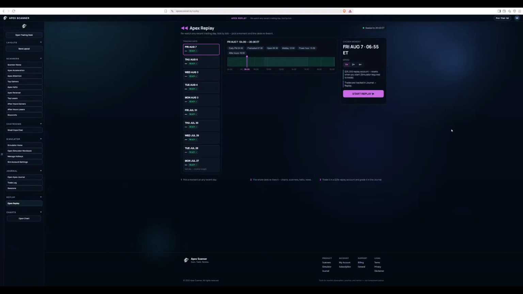Let's see. So this week I was pretty much not able to trade a lot, so I am going to practice some of the small cap trading. For those of you who are new to the channel, this is Apex Scanner. It has a neat feature called the Apex Replay. This is for someone who wants to practice small cap trading, and before you dive headfirst with real money, you might want to get some practice.